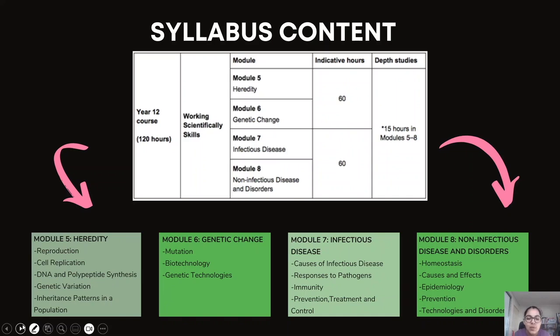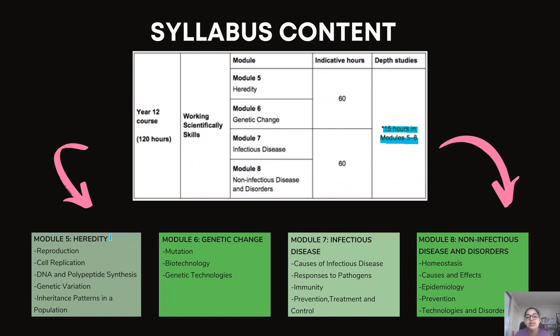Now you also have depth study hours that will be in your assignments. That's where the depth study hours are coming in from. So let's have a look at what each module entails. We've got heredity, which is our first module, module 5. In heredity, we are going to look at reproduction, cell replication, DNA and polypeptide synthesis, genetic variation, and inheritance patterns in a population. That is what we are doing today.